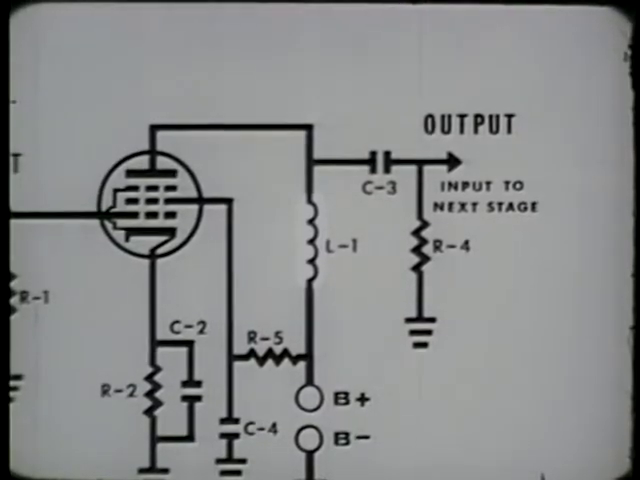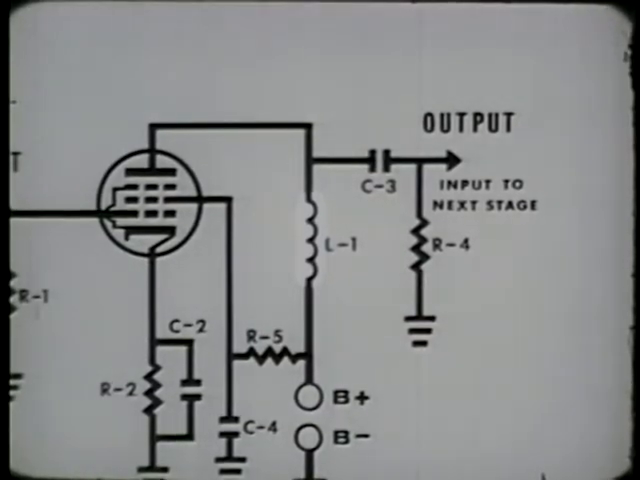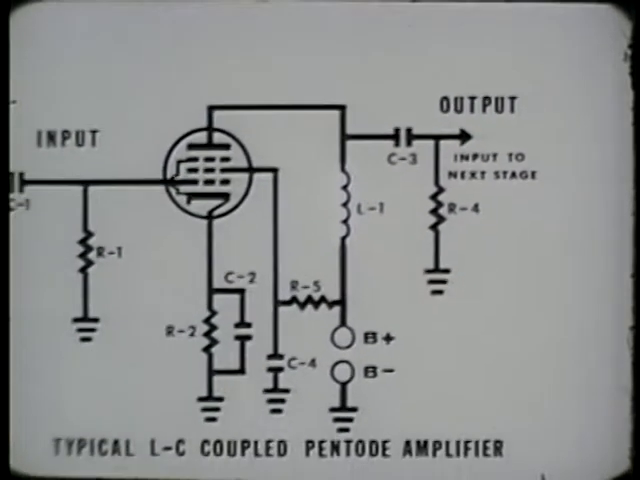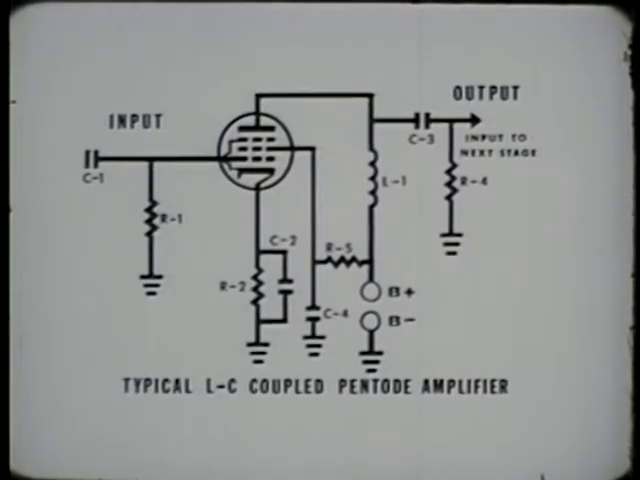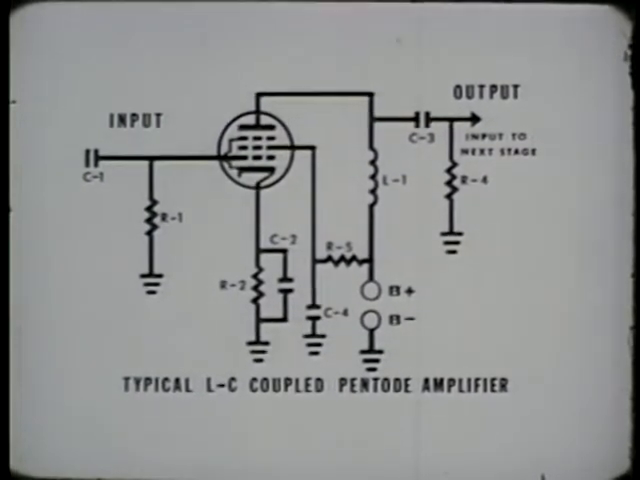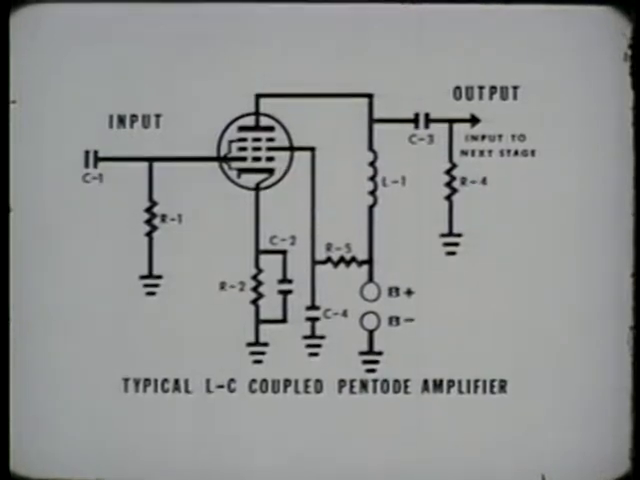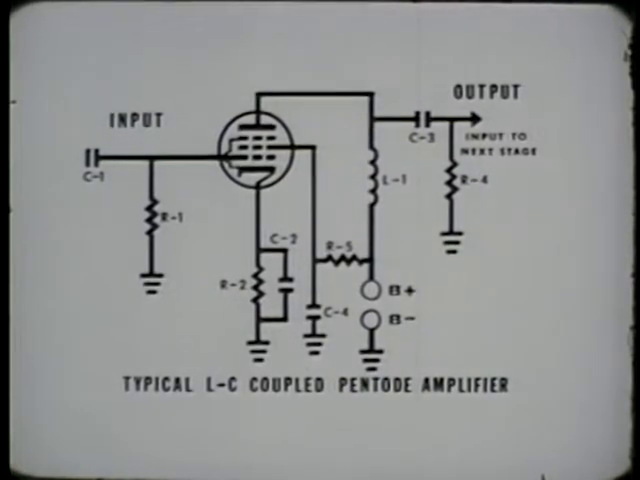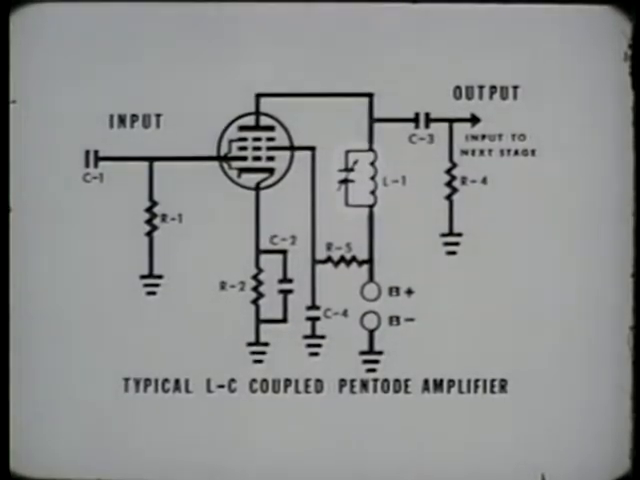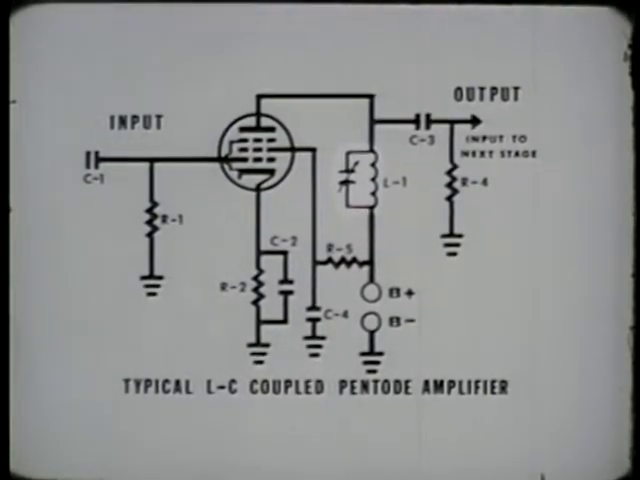Therefore, around the middle of the audio frequency range, the LC amplifier will give maximum gain. Analysis of the circuit is essentially the same as for RC coupling. When it is desired to select one frequency out of the middle of the audio range, the inductor can be tuned by placing a capacitor across it. This makes the LC amplifier very selective.